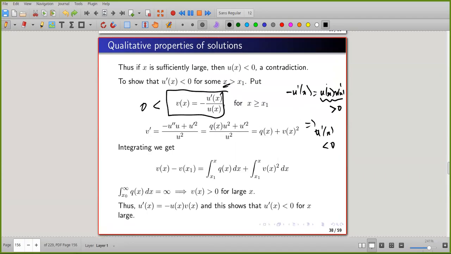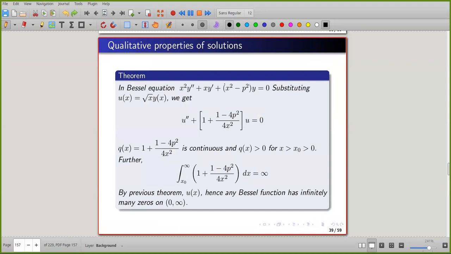Now we apply this to Bessel's equation. We look at the Bessel equation and we make that substitution. You can check easily that when we convert this to normal form, we have to make this substitution, and then you can check easily that we get this differential equation.